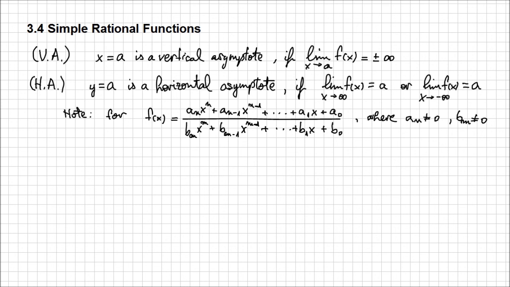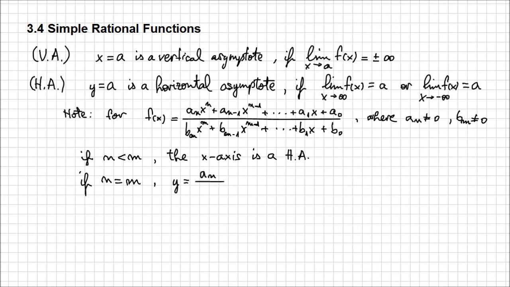Analyzing the degrees of these polynomials, we can determine if our rational function has a horizontal asymptote. So if the degree of the numerator is less than the degree of the denominator, we can conclude that the x-axis is the horizontal asymptote for our function. If n equals m, so both denominator and numerator have the same degree, then we have a horizontal asymptote, and that is y equals a_n over b_m. So basically we only keep the coefficients of the terms with the highest degree in both numerator and denominator.